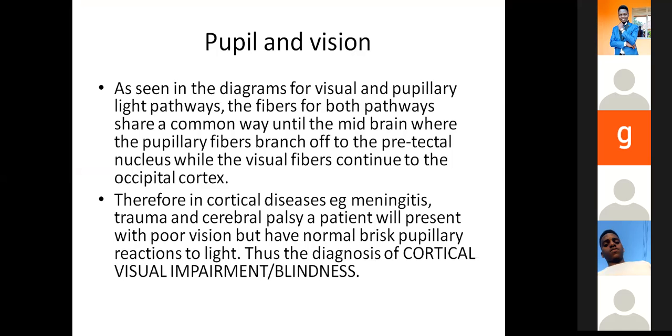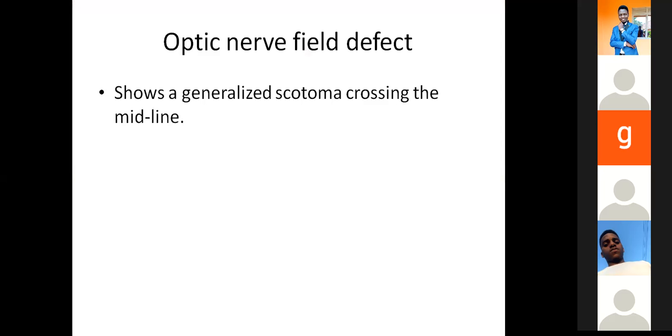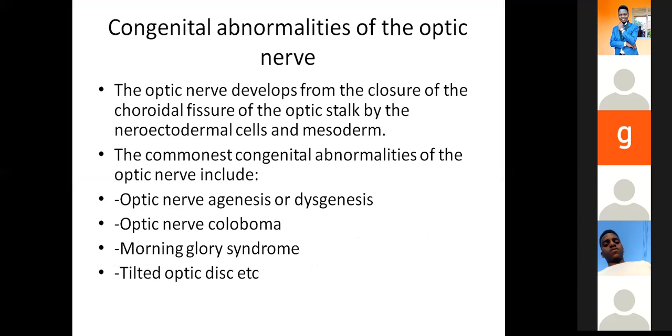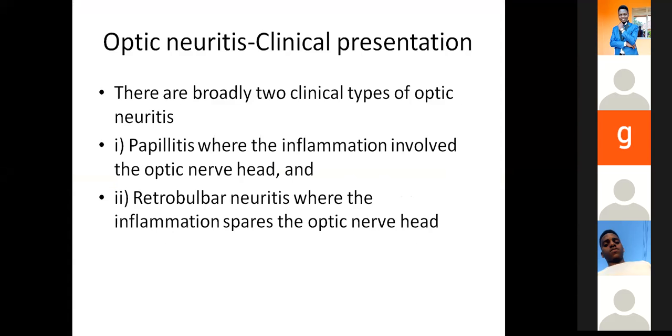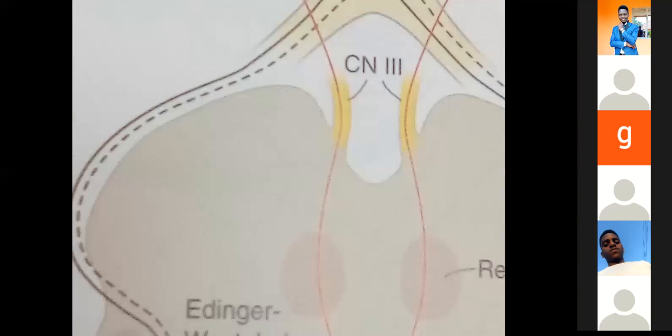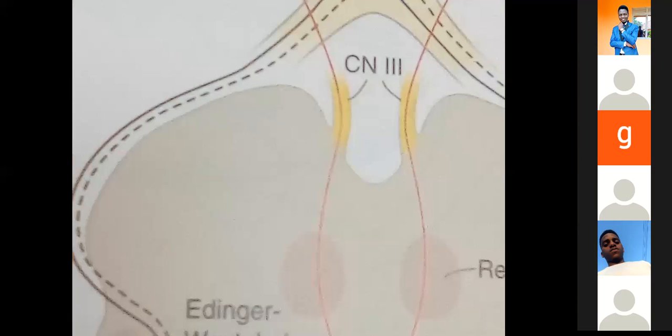Unfortunately, the diagram which I showed earlier does not show very clearly the relationship between the pupillary fibers and the visual fibers. I'm trying to go back. So these are the visual fibers, but it is too big to fit into this screen. I can't really bring it down. And then these are the pupillary fibers.